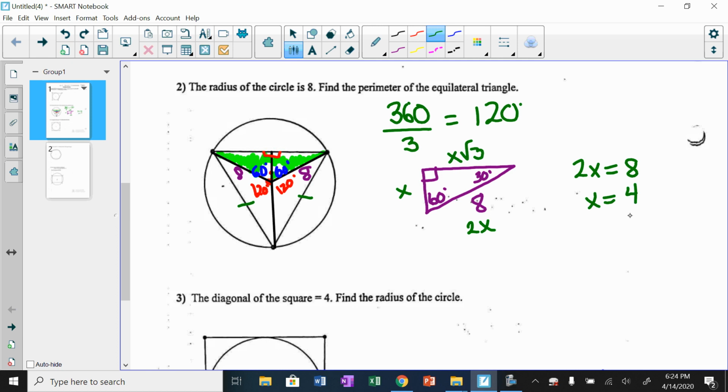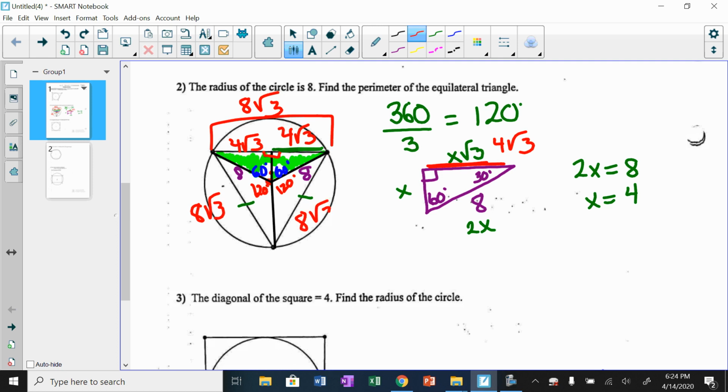All right, this is great. So I want this side of the triangle because we're trying to find the perimeter. So that's going to be x root 3, which means it is 4 root 3. So if this is 4 root 3, then this is 4 root 3. Then the whole side of the triangle is 8 root 3, which means this is 8 root 3 because it's an equilateral, and this is 8 root 3. So the perimeter is going to be 8 root 3 plus 8 root 3 plus 8 root 3, which is 24 root 3 units long.